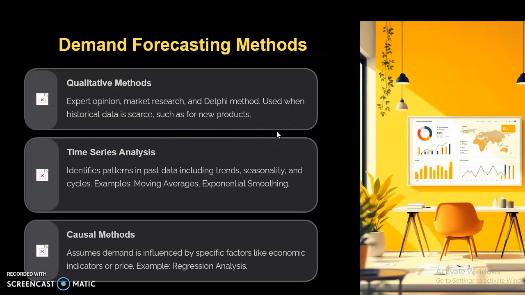Time series analysis identifies patterns in past data including trends, seasonality and cycles. Examples, moving average method and exponential smoothing. Causal methods assume demand is influenced by specific factors like economic indicators or price. Here we can use the regression analysis to determine the demand.